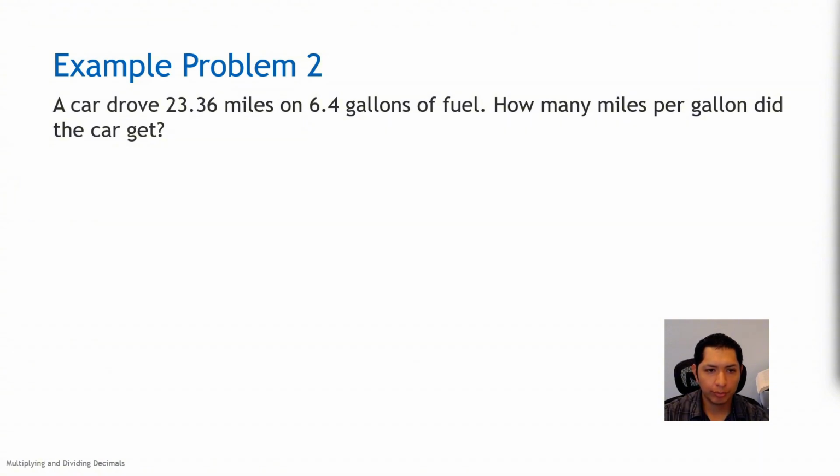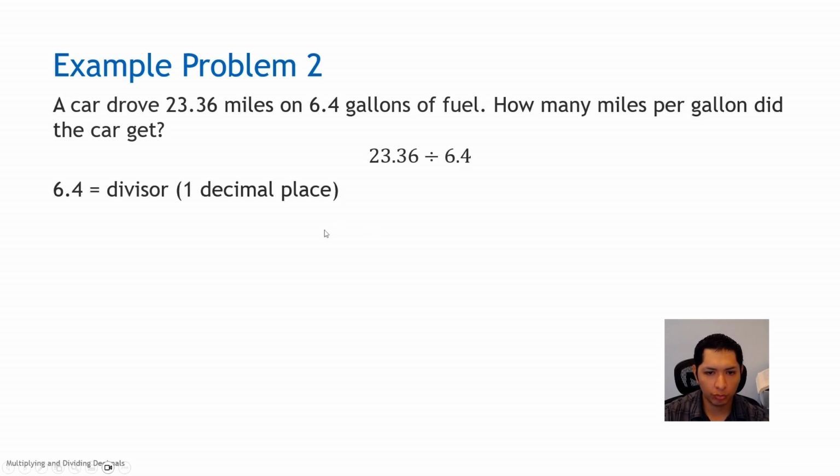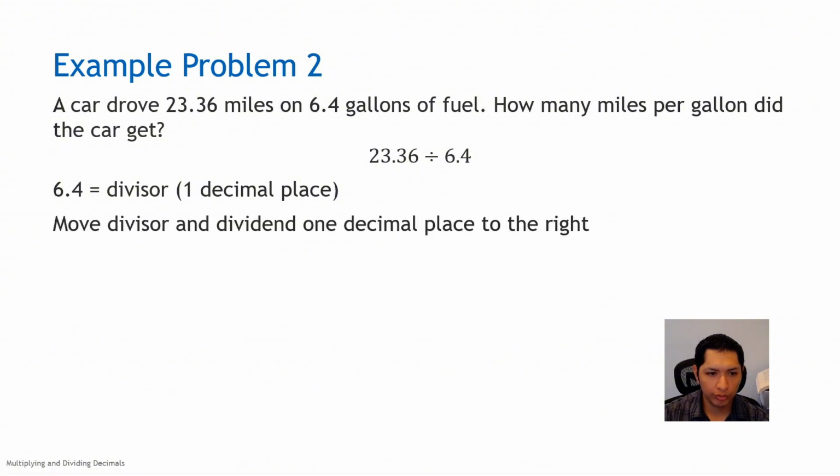A car drove 23.36 miles on 6.4 gallons of fuel. How many miles per gallon did the car get? So we set this up as a division problem where it looks like 23.36 divided by 6.4. You'll see here that the divisor is 6.4 and it has 1 decimal place. Therefore, we move the divisor and dividend 1 decimal place to the right. So if we set it up here, we start with 23.36 divided by 6.4, and we move the decimal place in 6.4 one to the right, and we'll move it one to the right here. And so it will look like this.